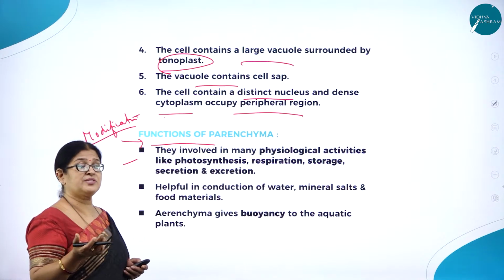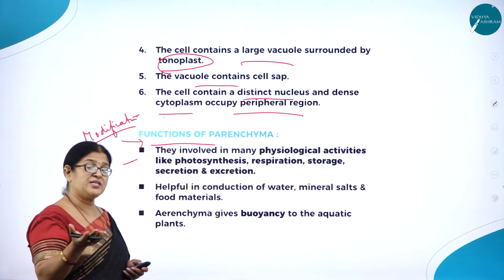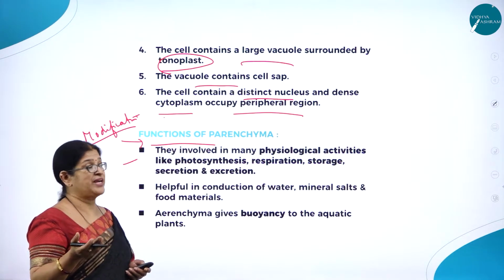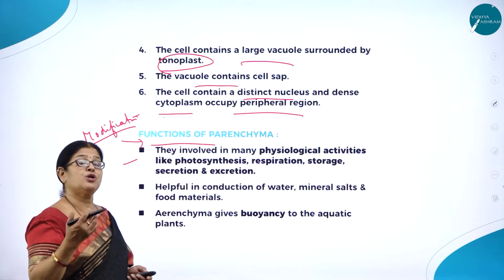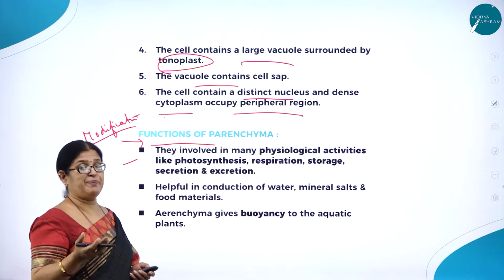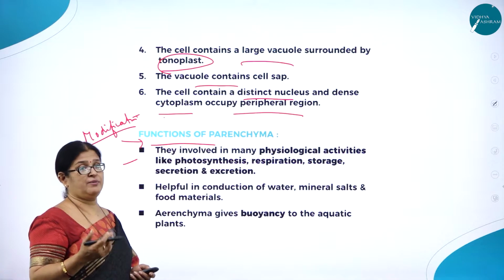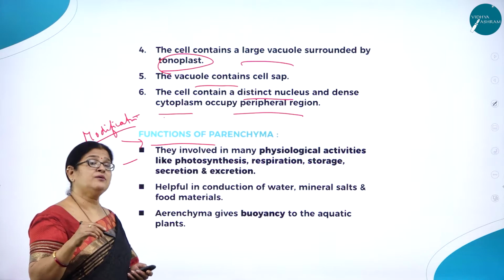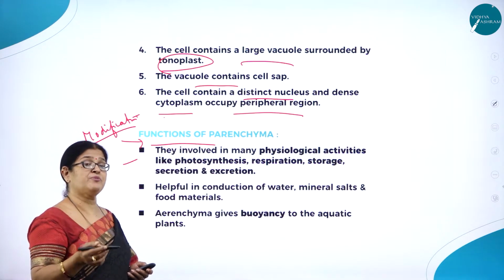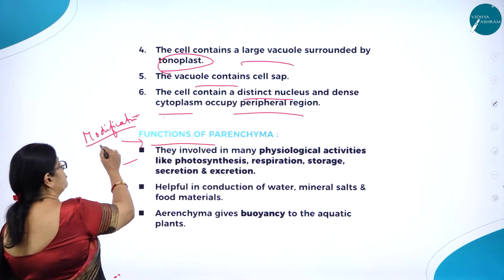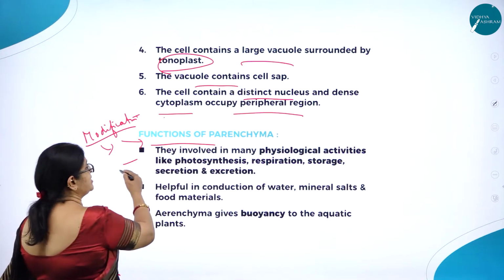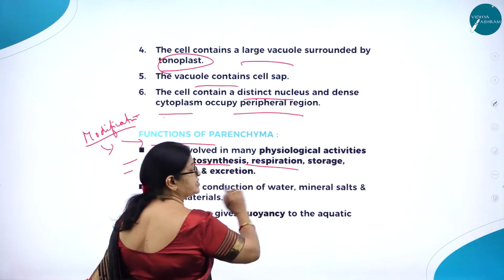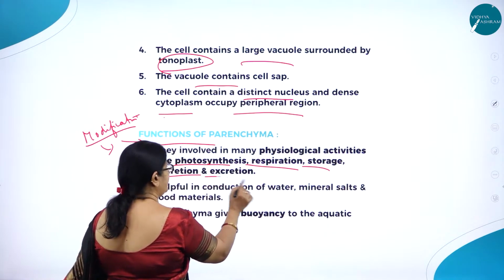For example, you might have come across aquatic plants. The plants float on the surface of the water, and it is mainly due to aerenchyma tissue. Aerenchyma is a modified parenchyma tissue. Chlorenchyma tissue, which is the palisade and spongy chlorenchyma, mainly helps in photosynthesis. So, other than the food storage, if at all it wants to perform some special function, it undergoes modification. So, now let us understand. They are involved in many physiological activities like photosynthesis, respiration, storage, secretion and excretion.